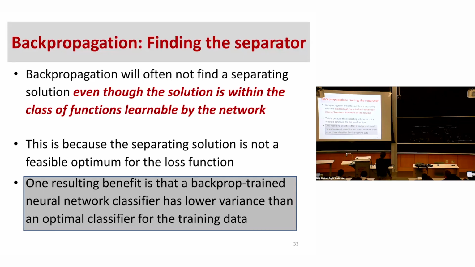And the resulting benefit is that backprop trained neural network classifiers have lower variance than an optimal classifier for the training data. The optimal classifier for the training data may be able to separate the classes, but then it's going to be very sensitive to the specific set of training points you have, whereas backprop is going to not be so sensitive. Any questions?